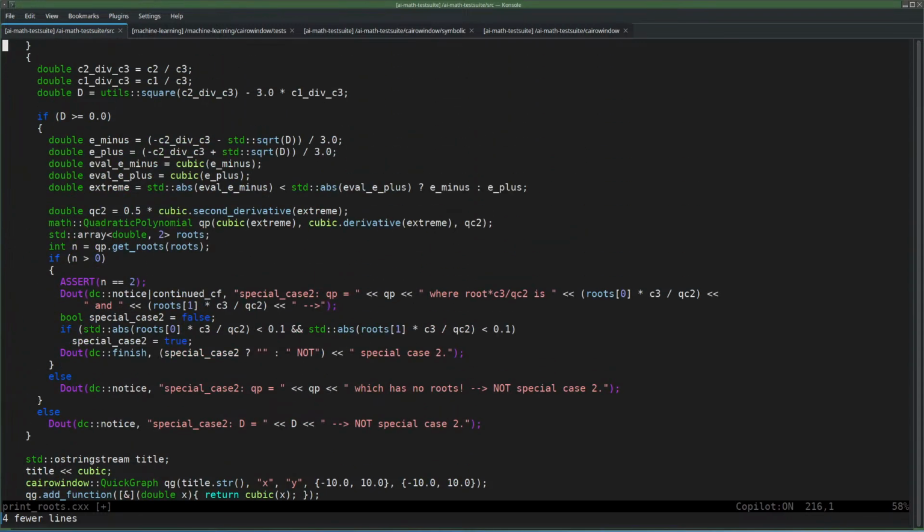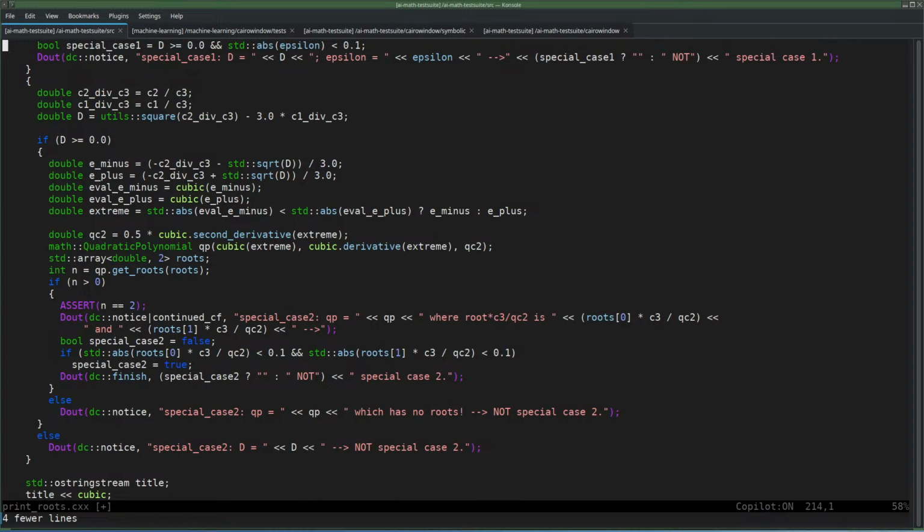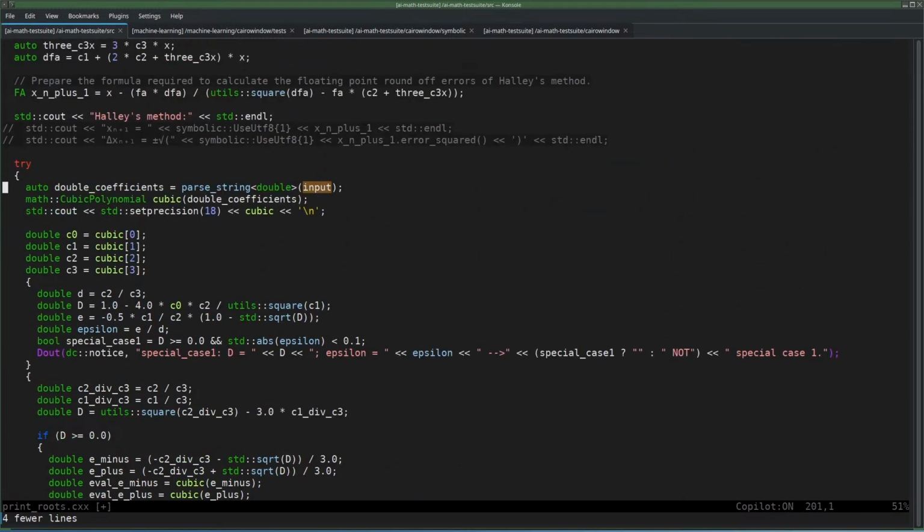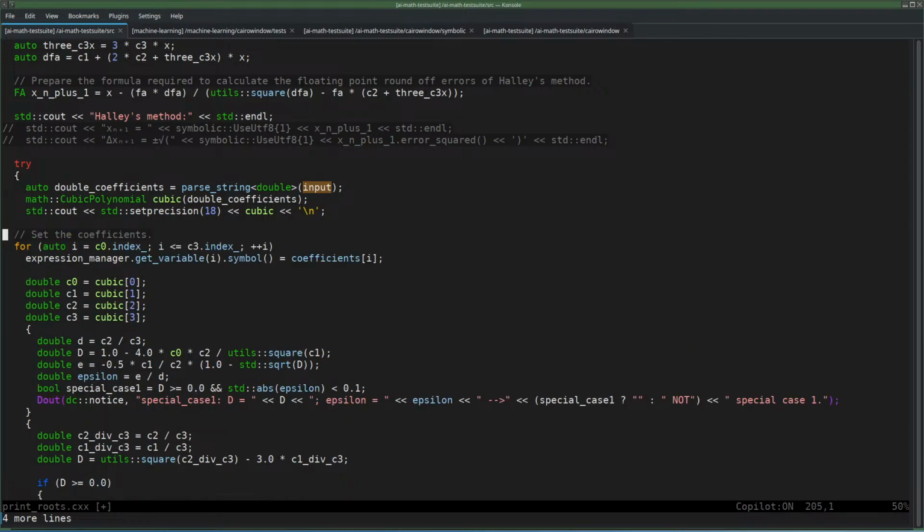I think it's safe to say that we can, let's do, after parsing here. Do we parse and then create a cubic polynomial, print it, and then we do the stuff.